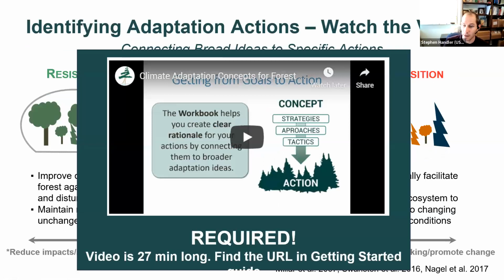There's a more detailed YouTube video discussing these larger climate adaptation concepts. I think that'll be in one of the curriculum emails that you all get from us. This is supplemental material. It's also in your course syllabus.